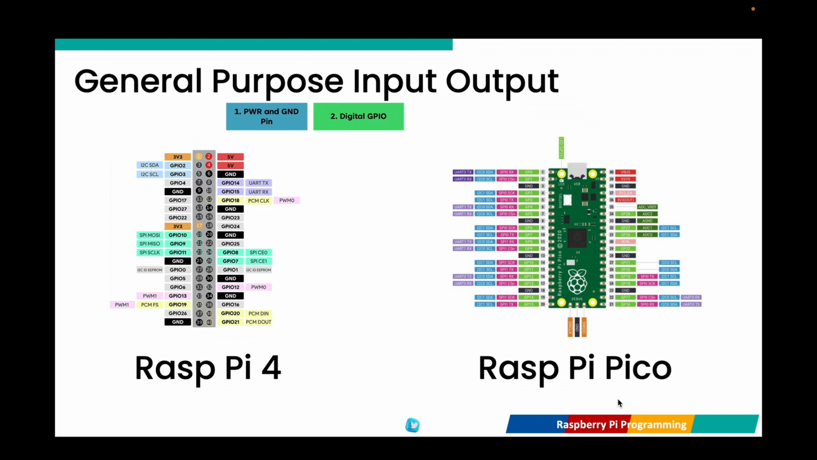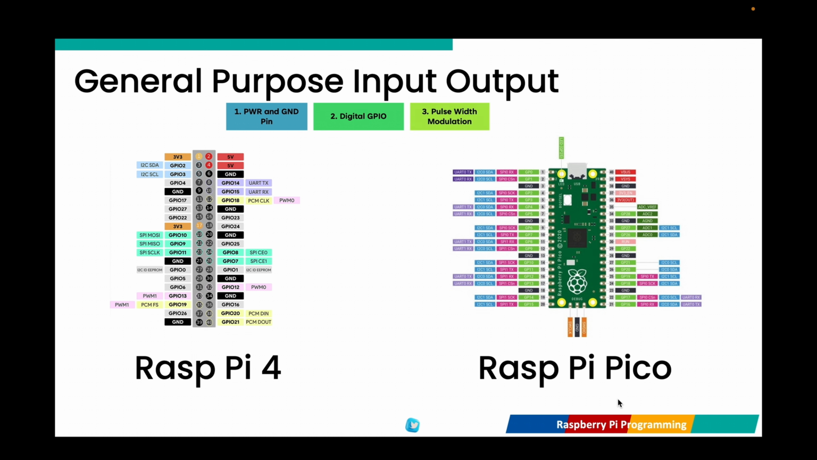Both boards have general purpose input-output GPIO pins, which can be configured into input mode to read digital signals such as from buttons or sensors, and output mode to send digital signals, such as turning on LEDs or controlling relays. Raspberry Pi 4 has 26 GPIO pins, whereas the Raspberry Pi Pico, even though it also has 26 GPIO pins, allows more flexible usage, including analog input, which is not available on the Raspberry Pi 4.